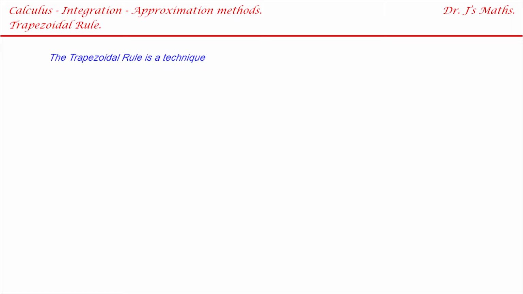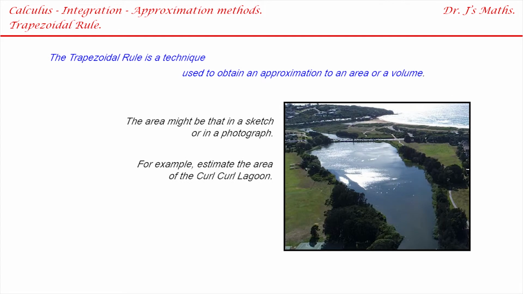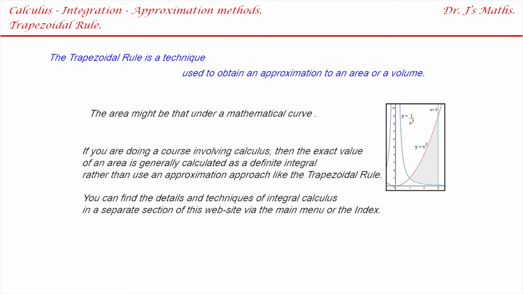The trapezoidal rule is a technique used to obtain an approximation to an area or a volume. The area might be shown in a sketch or in a photograph. For example, we might have to estimate the area of the Curl Lagoon shown in this magnificent photograph. Alternatively, the area might be that under a mathematical curve as that shown on the right in the shaded region.